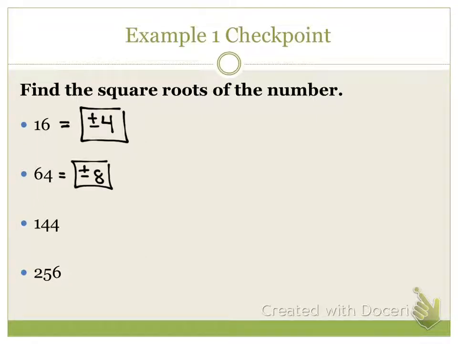What is negative 8 times negative 8? Positive 64, okay, so that still works out. That's why each number has two square roots, because a negative multiplied by a negative is going to give us the same number, a positive answer. What about 144? Positive and negative 12. What about 256? Positive and negative 16. All right, good job. Any questions?